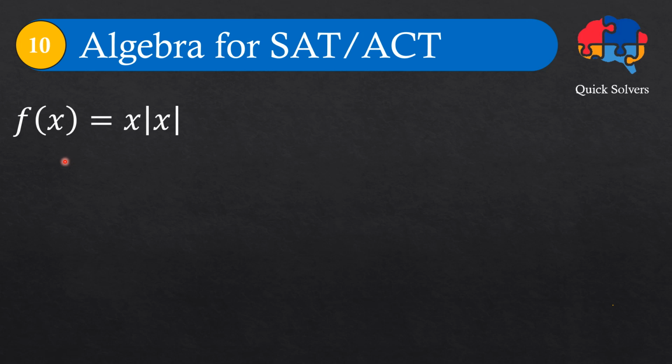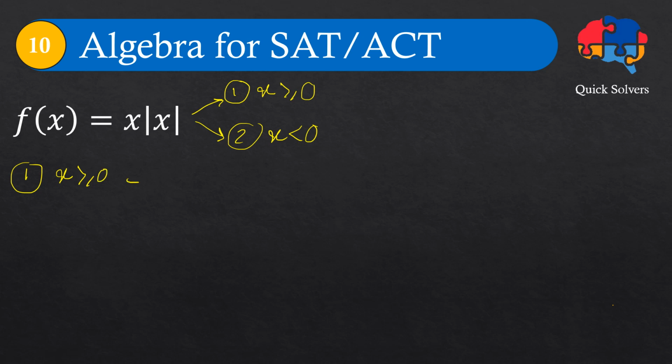To find the inverse of f(x), since we have the absolute value of x here, we should consider two cases. In the first case, we assume that x is positive, and in the second case, we assume that x is negative. So let's focus on the first case. If x is positive, then we can write f(x) as x times x, which is x squared.